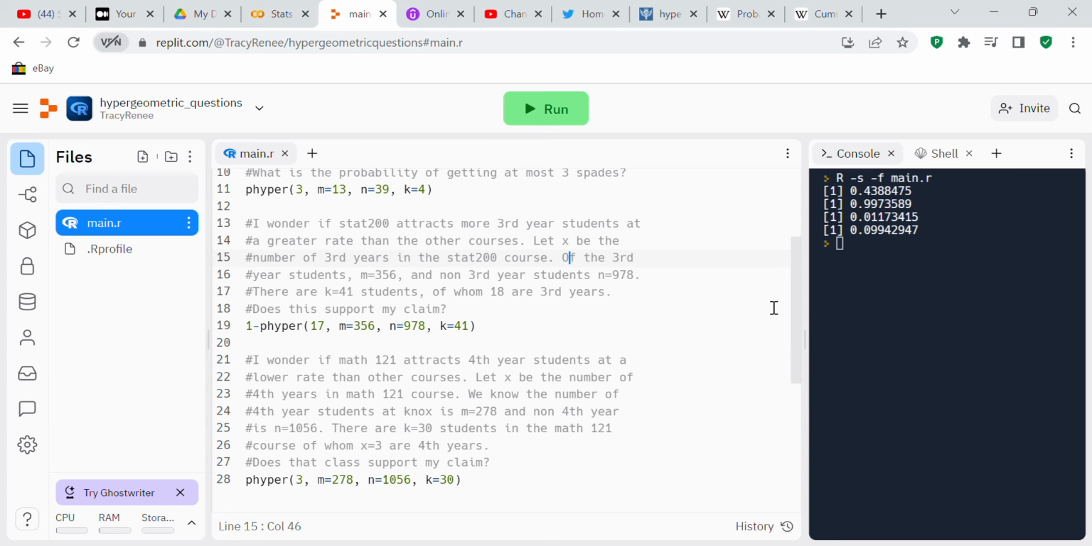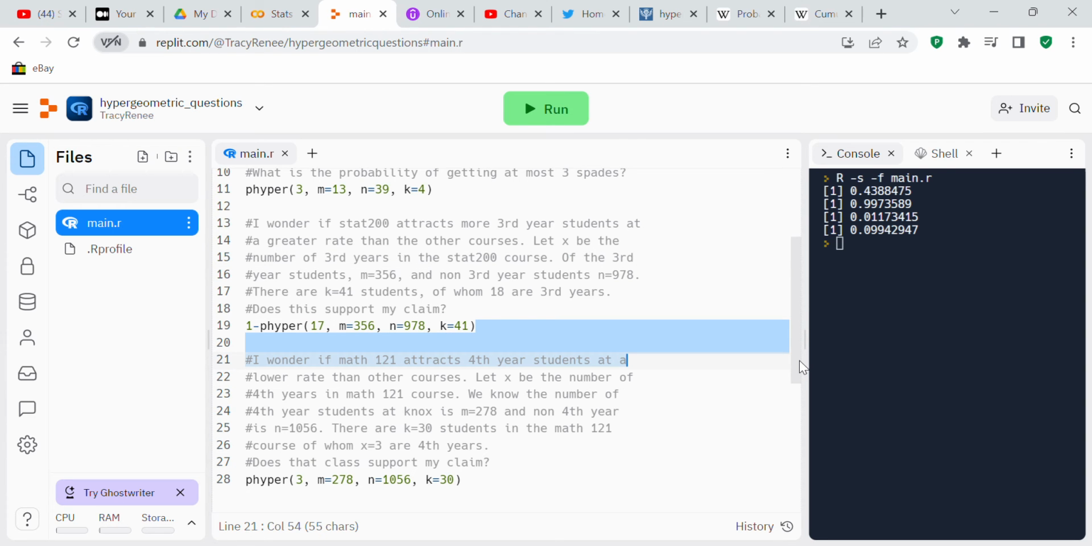M equals 356. That's your third year students. N equals 978. That's non-third year students. And K equals 41. There are 41 students in the class. And the answer to that is 0.01173415.